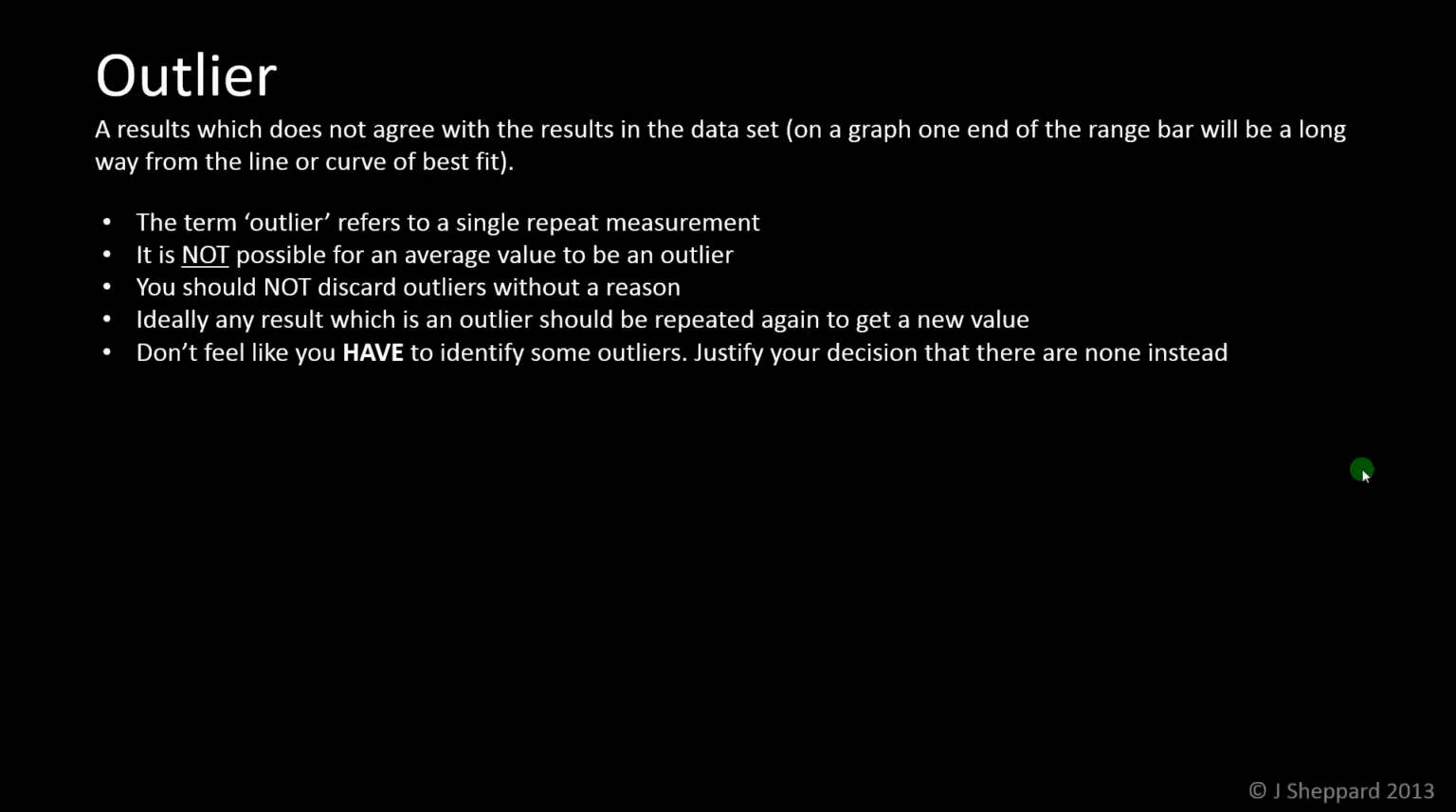And please don't feel like you have to identify some outliers. If you've done your experiment very well, it's entirely possible you won't have any, and all you need to do then is to justify your decision that there aren't any outliers. Okay, so you don't have to go looking for them. It's not essential to have them as long as you point out that you don't have any, and how you know that you don't have any.